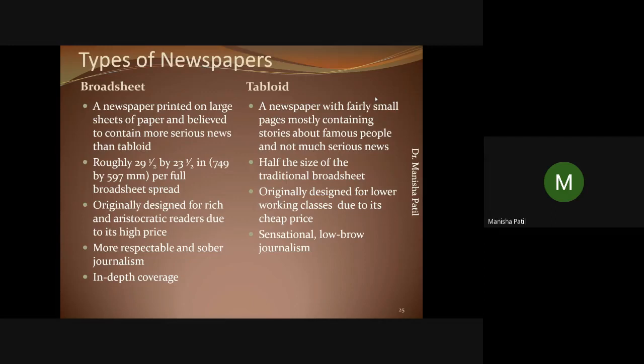Broadsheet provides in-depth coverage. Tabloid provides superficial coverage. Broadsheet uses formal vocabulary, for example, police officer. Tabloid uses informal vocabulary, for example, cop. Please note down all the points. I repeat, it can be asked as a short note. Distinguish between broadsheet and tabloid newspapers.